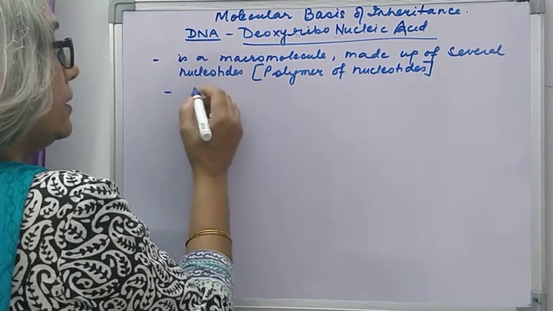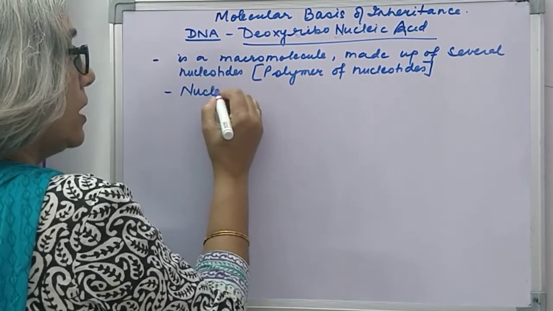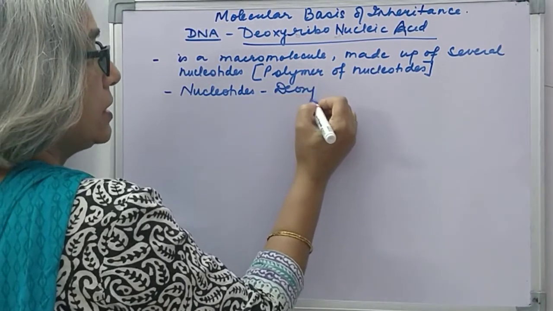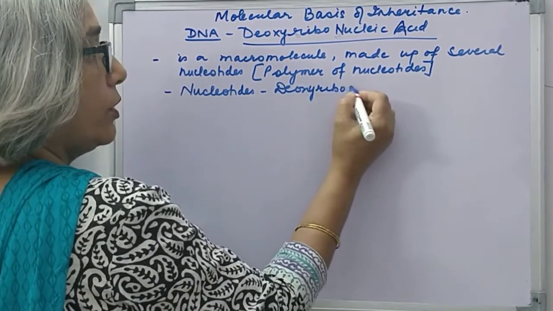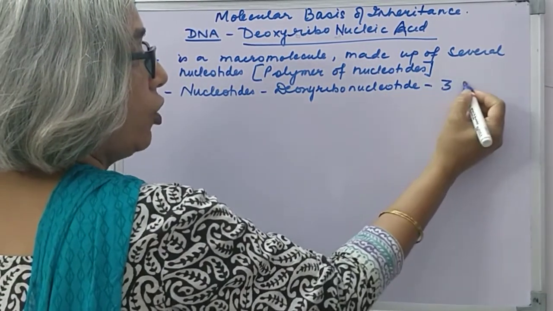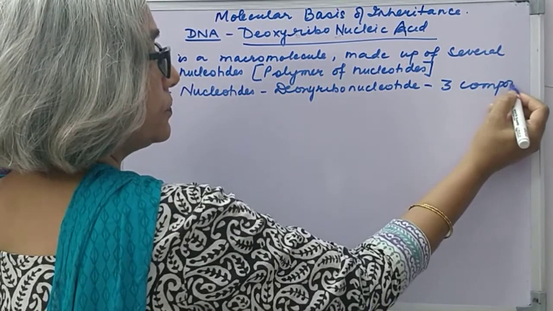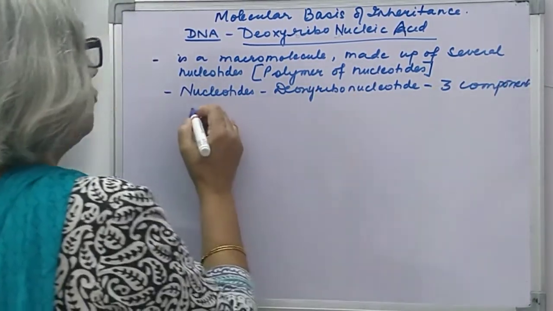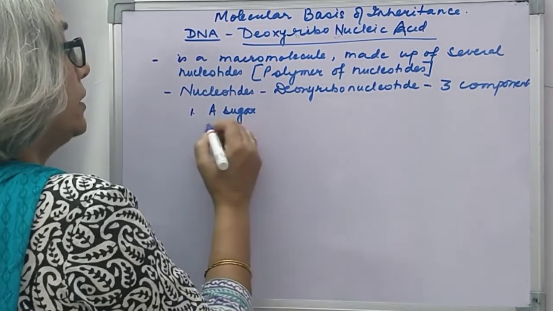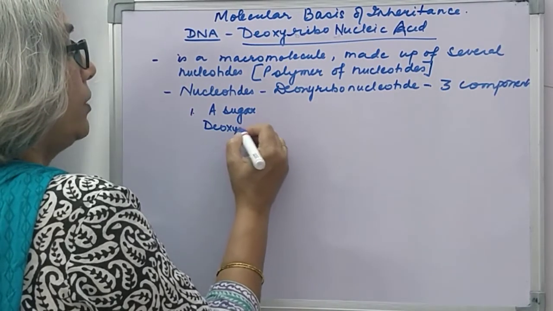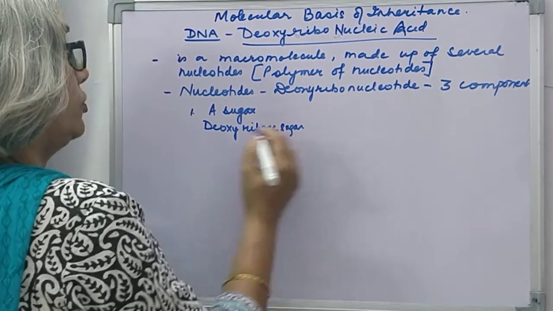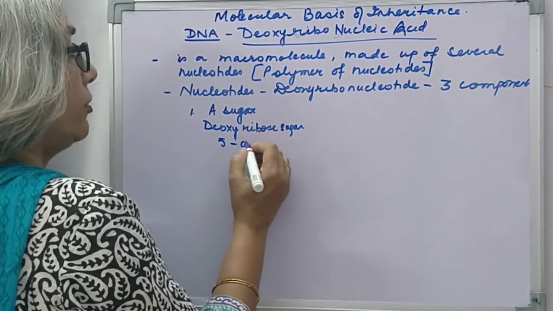And these nucleotides are also called deoxyribonucleotides, and each is made up of three components. First, a sugar. This sugar is deoxyribose sugar, a 5-carbon sugar.